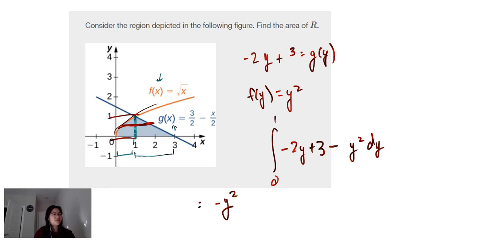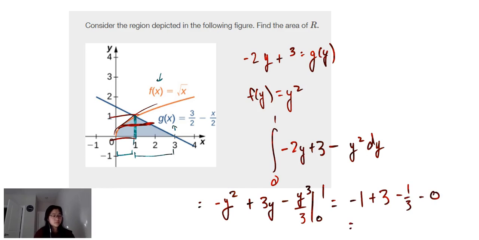Negative y squared plus 3y minus y cubed over 3 from 0 to 1. And that's just -1 plus 3 minus a third, minus 0. 2 minus a third is 6 thirds, no, yeah, 6 thirds minus 1 third is 5 thirds. 5 thirds is our area.